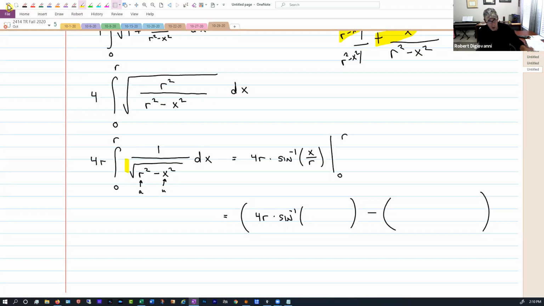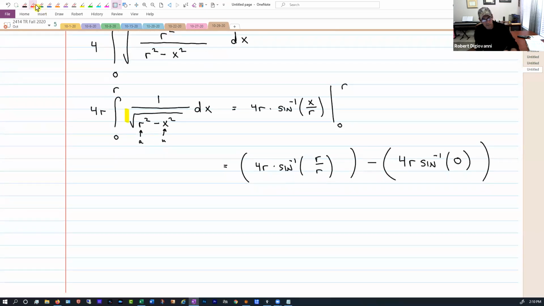All right, so I'm plugging in R first for X, so I get R over R. And then over here, I plug in 0. So 0 over R is just 0. And we're there. R over R is 1.